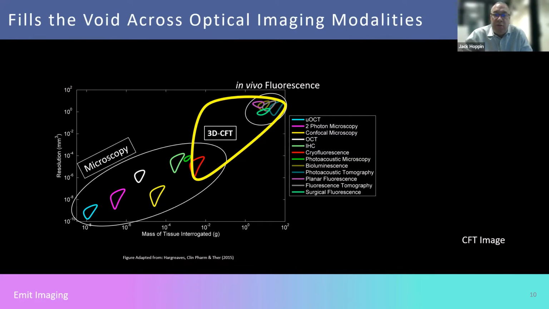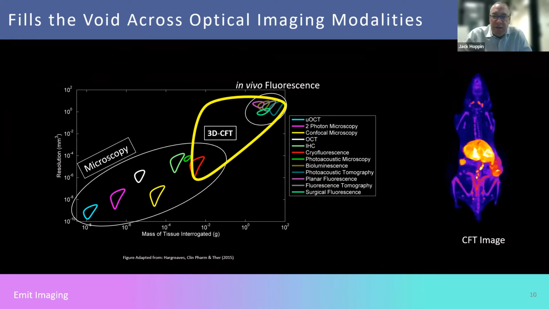laboratory surface fluorescence imagers. And there's a gap. What's exciting about CFT is you have a broad range of resolution and mass that one can interrogate. So it really bridges the gap between in vivo optical imaging. The same holds true for microSPECT, microPET, and microscopy.